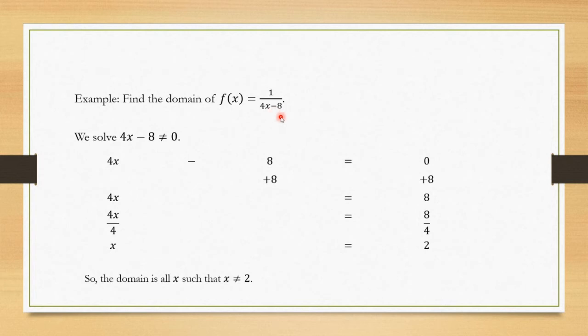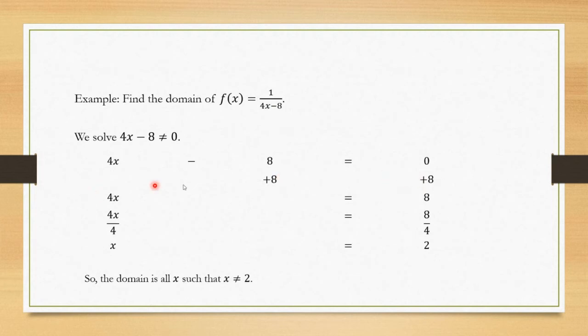Now, how do we do that? Well, let's first determine where it is 0. And then basically the domain will be everything else. Okay. So we have 4x minus 8 equal to 0. So what do we do? Well, we add 8. Again, we want to solve this equation, so we want to get x all alone. So we add 8 to both sides, as you can see.